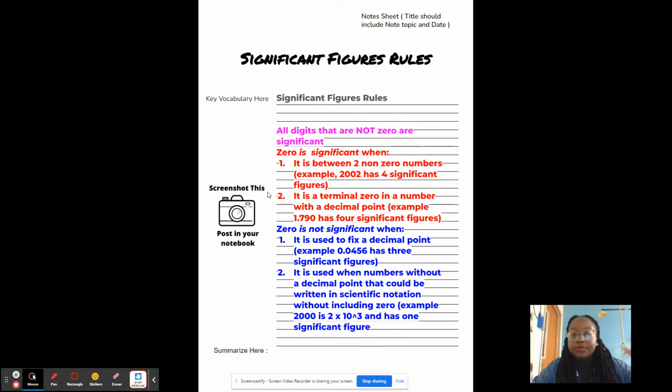And then number 2, it is not significant when it's used at the end of a number, like a very grand number, 2,000, 5,000. You don't need all those zeros. You can still communicate effectively the amount with other ways instead of using all those zeros. So you can use 2K, 5K, etc.